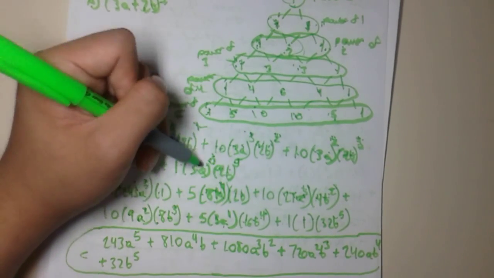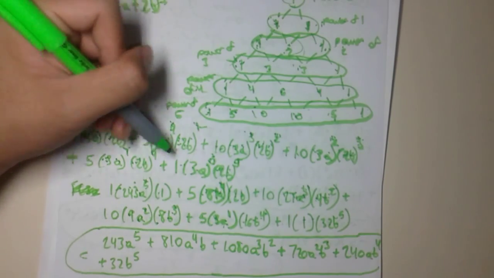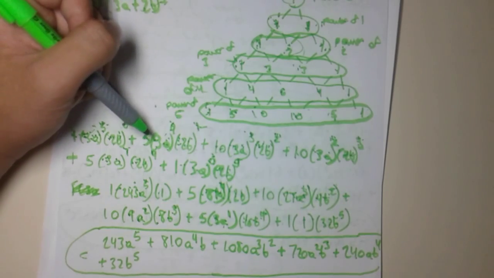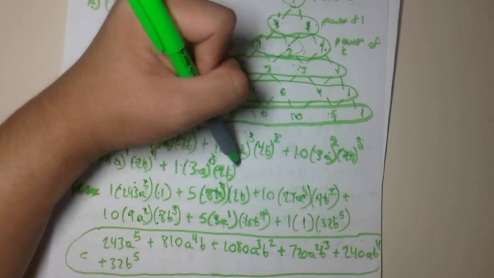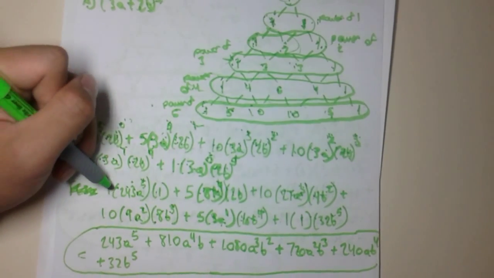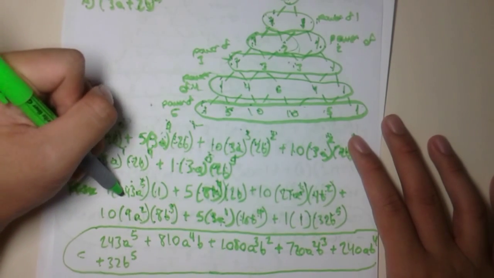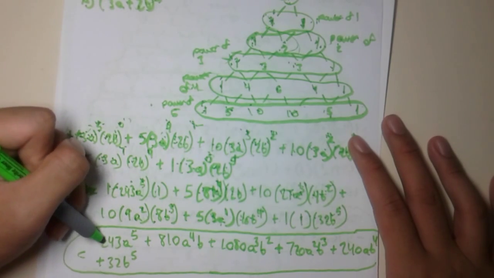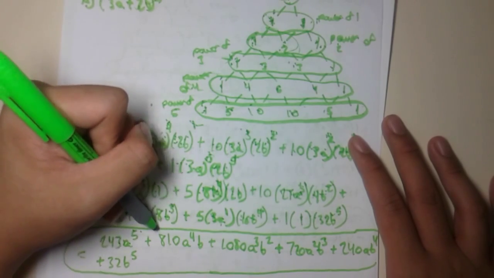And 3a to the power of 1 is 3a. And 2b to the power of 4 is 16b to the power of 4. 3a to the power of 0 is 1. 2b to the power of 5 is 32b to the power of 5. When you multiply these numbers, you would have 1 times 243a to the power of 5 times 1 equals 243a to the power of 5.